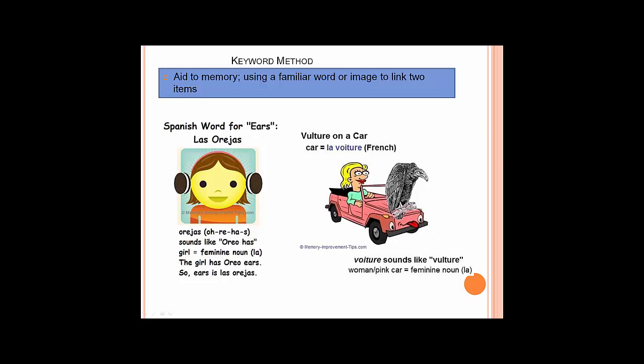Then there's something called the keyword method. This is also an aid to memory, and we use a familiar word or image to link items. For example, vulture on a car. A car in French is la voiture. I don't speak French, so I may have said that incorrectly. But voiture sounds like vulture, and it's sitting on a car. So that's a mnemonic.